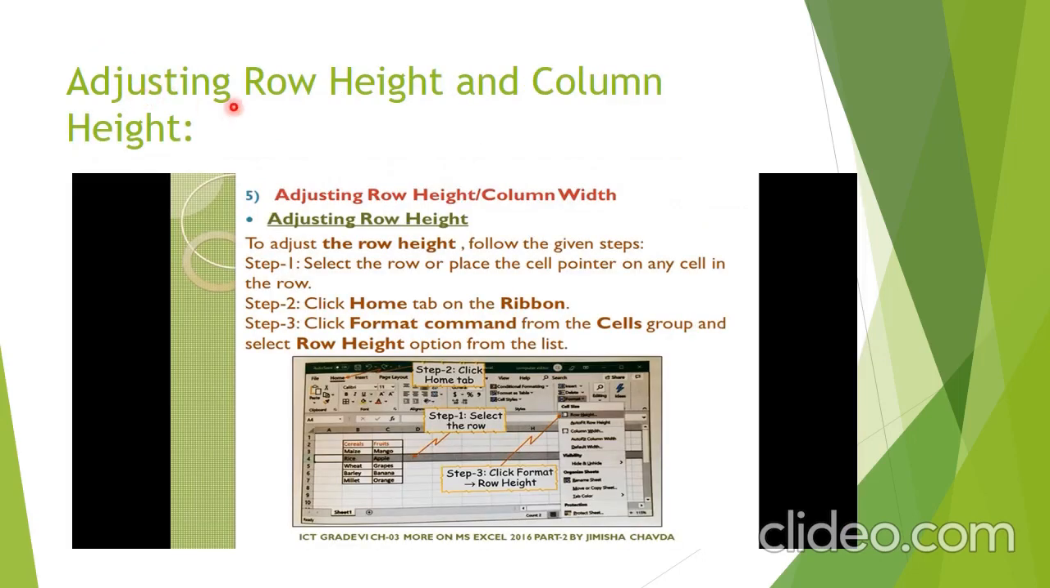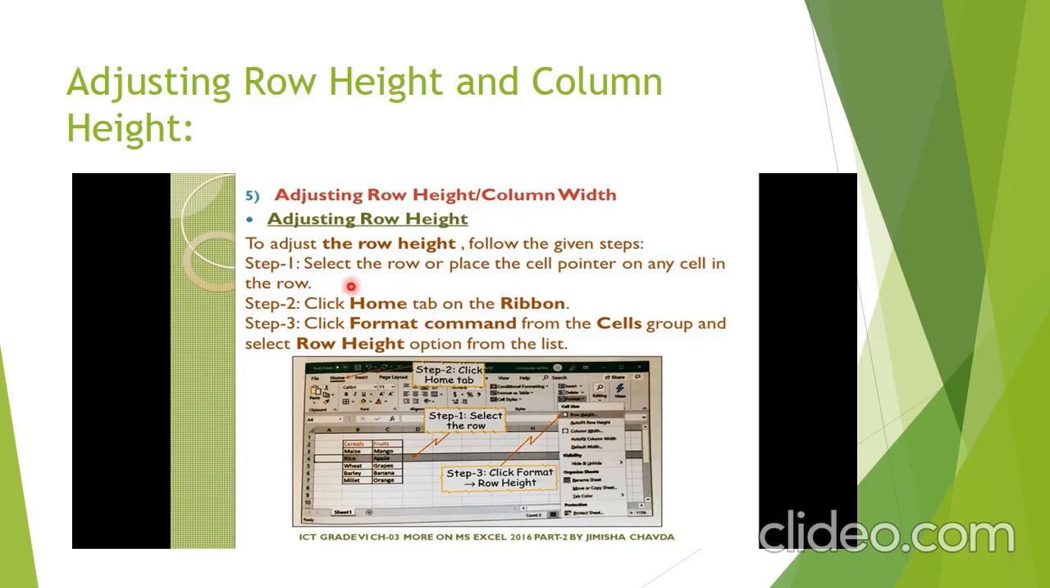Now we're talking about adjusting the row height and column width. Okay, column width, this is just a mistake. This is the row height and column width. Here I should write properly. So what is the row height? You can see if I want to increase or decrease the row height. So what is the process?